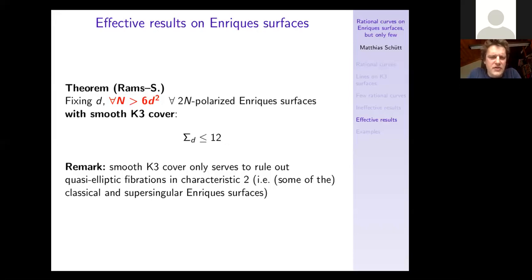Smooth K3 cover, you don't have to worry about that too much. This is only serving to rule out quasi-elliptic fibrations in characteristic 2. So some of those very special classical and supersingular Enriques surfaces where the cover is not a smooth K3 surface, but it's only K3-like. Okay, and we've seen in the argument on the preceding slides, quasi-elliptic fibrations cause some trouble. So once we rule out these, we're in business.